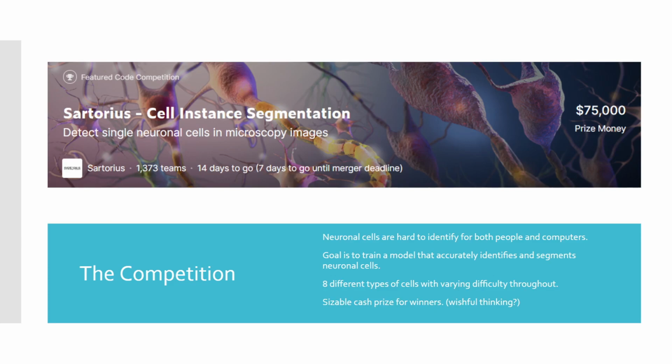So the competition itself, our prime motivator was just trying to find one of those AI projects to work on. And Kaggle, for those of you who don't know, has lots of really interesting coding projects that you could go and look into. This one in particular was partnered with Kaggle to do Sartorius.